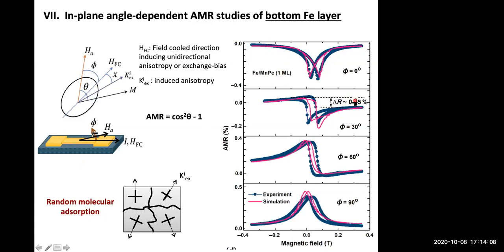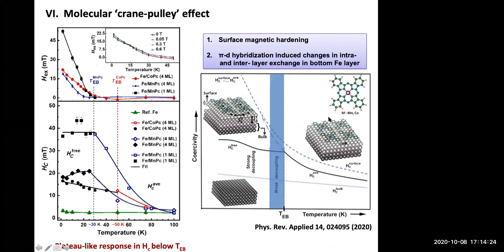Okay, and this delta R again is here, and finally it becomes 0 at 90. So how do we model this system? You model this system by assuming, for example, if I give you this plus has to be a molecule, say we know that this MnPc has a four-fold symmetry, right?